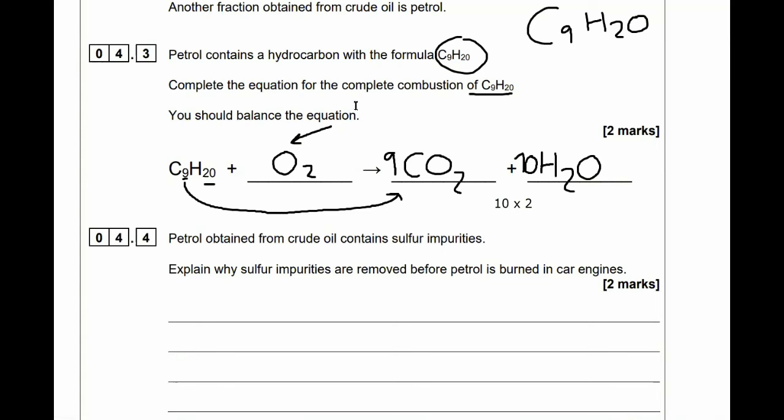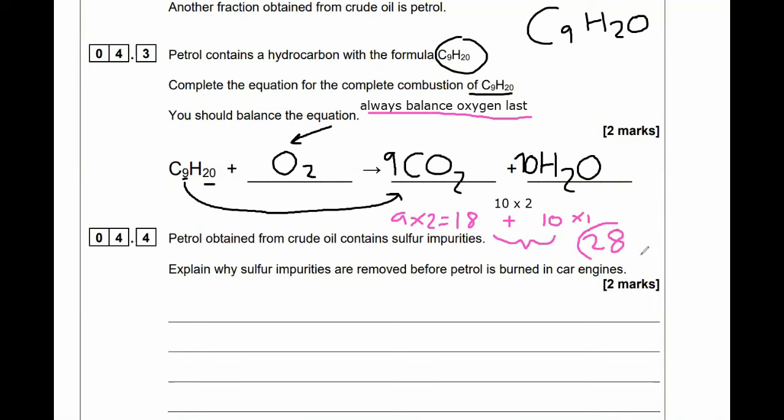Finally, in combustion equations, always balance the oxygen last. That's very important. You make all your carbon dioxide and water first, then you add up how many oxygens are on the right, and then you work out the coefficient you need to put in front of the O2 on the left. So I've got 9 times 2 oxygen in the carbon dioxide, 18 oxygen in my 9 carbon dioxides, and I've got 10 oxygens in my 10 water molecules. That's a total of 28 oxygens on the right-hand side. So I need 14 O2s on the left.